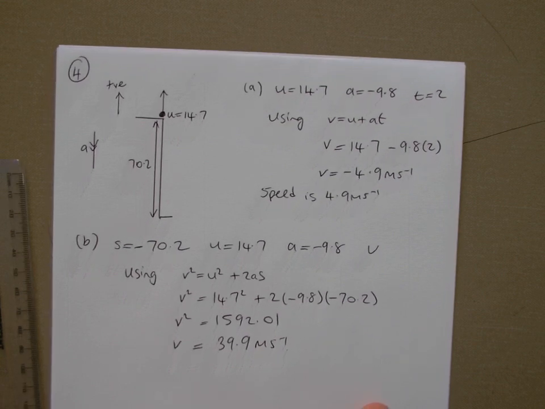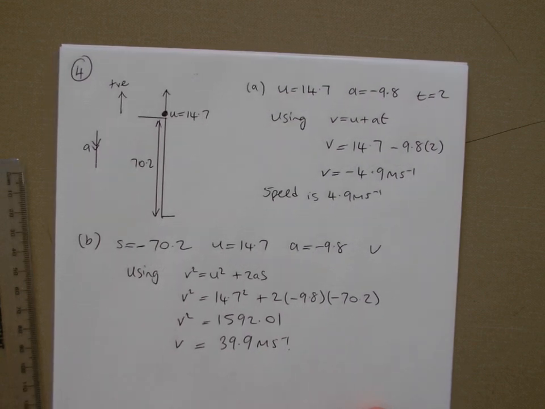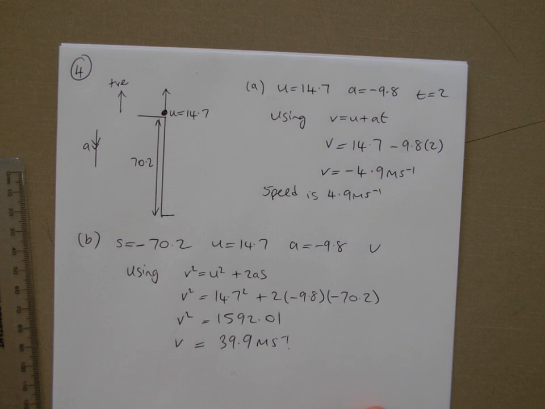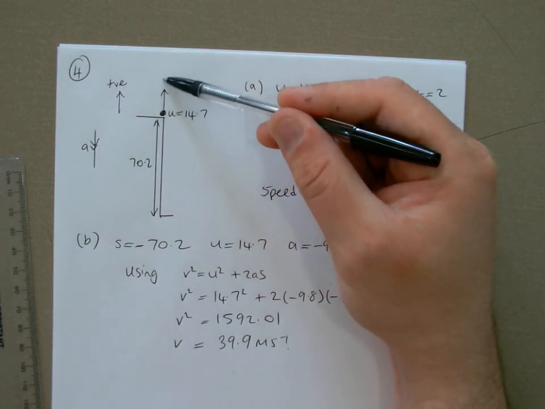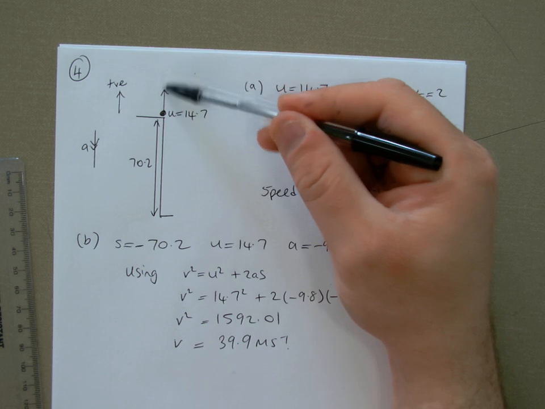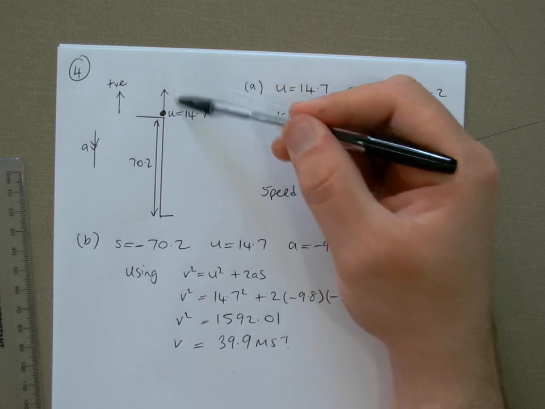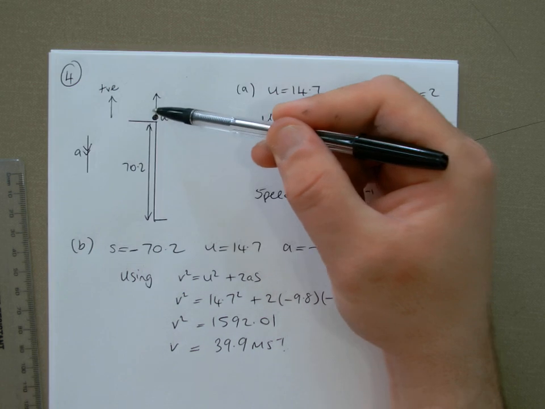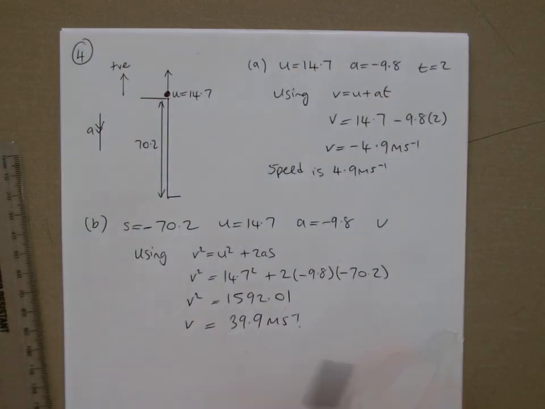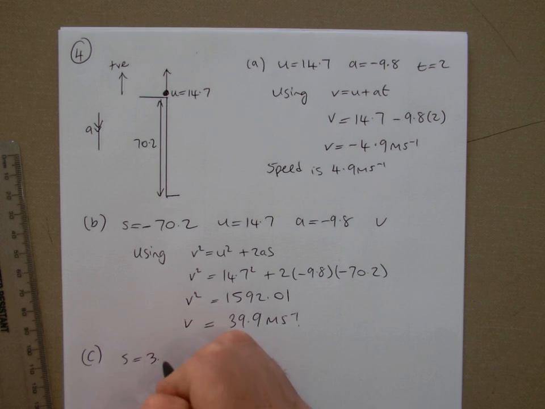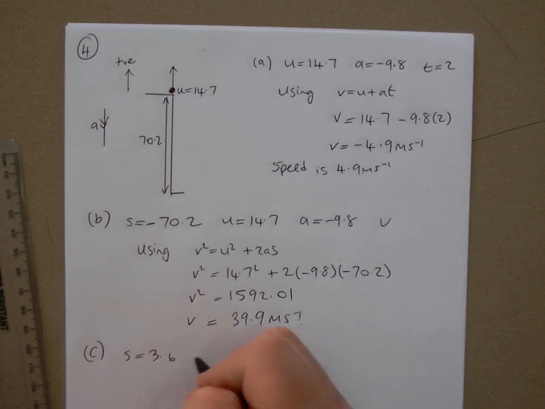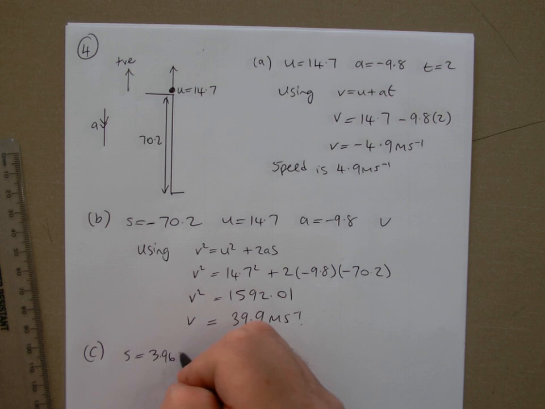Part C then says, for how long is the pebble at least 3.969 meters above the top of the cliff? Basically at the start it goes upwards and it rises, and then it gets to its max height and then it falls. So how long is it above 3.969? So what we need to do is set the displacement to equal to that, right? So let's look at when s is 3.969.